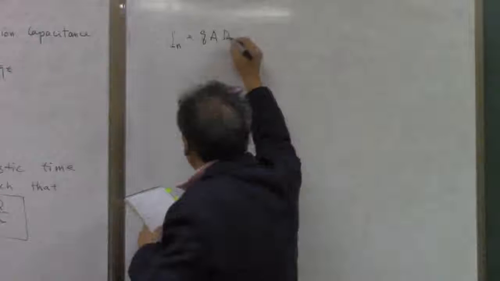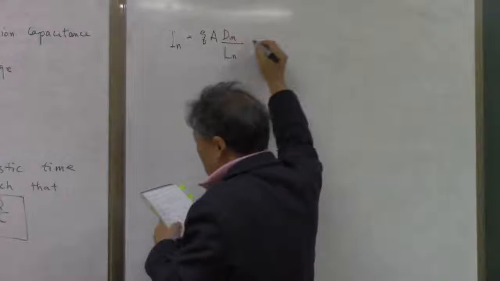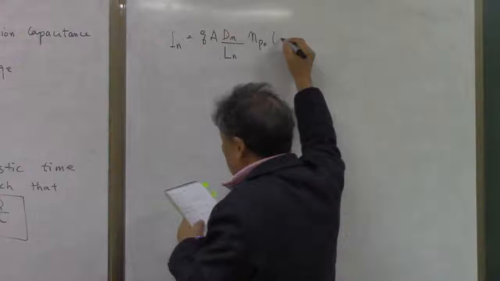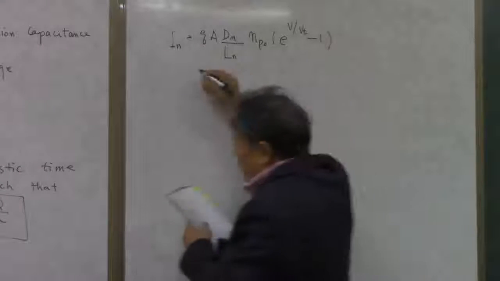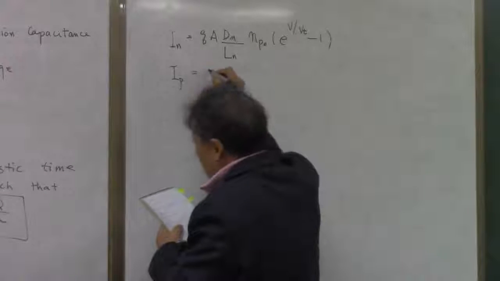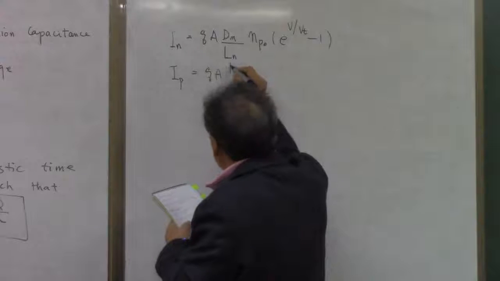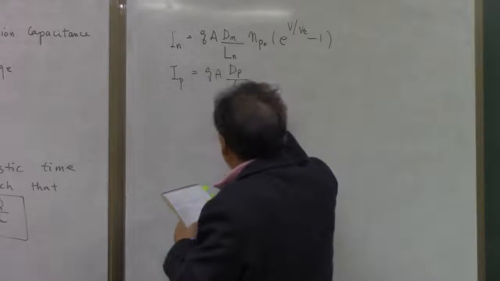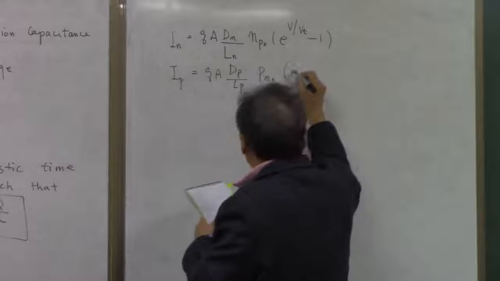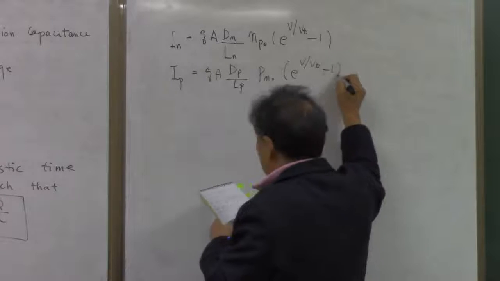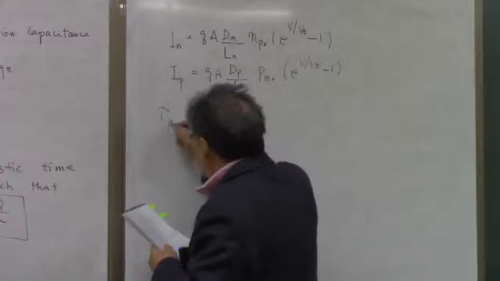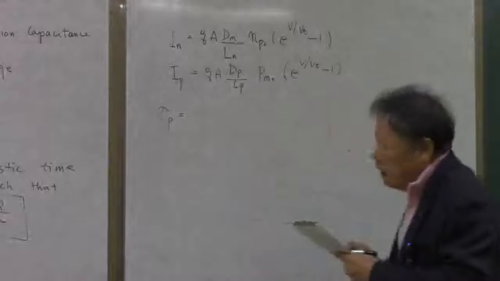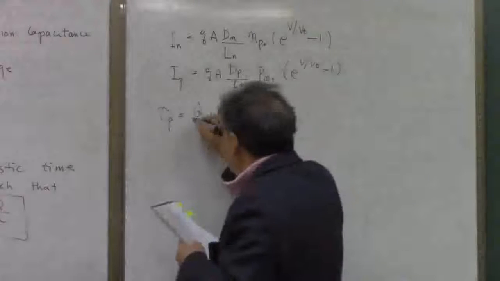The IN is going to be QA dN over Ln NP naught e to the V over Vt. This is the thermal voltage. And IP is going to be QA dP over Lp Pn naught e to the V over Vt minus 1. Okay? Then, according to this equation, now we can set the characteristic time for the whole, which is going to be Q over I.